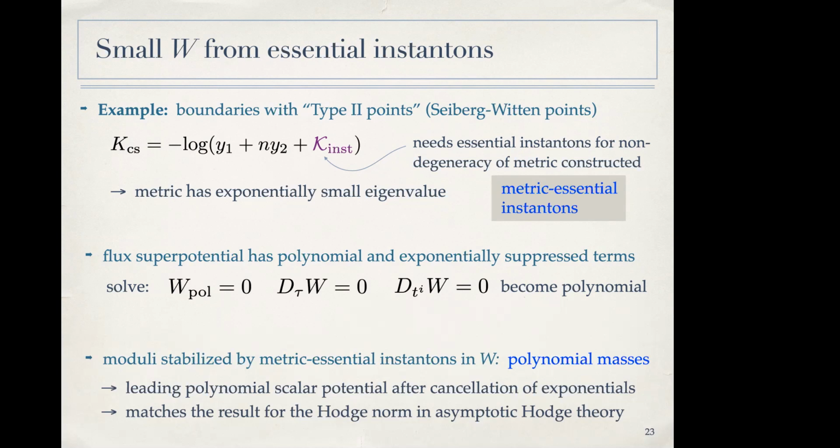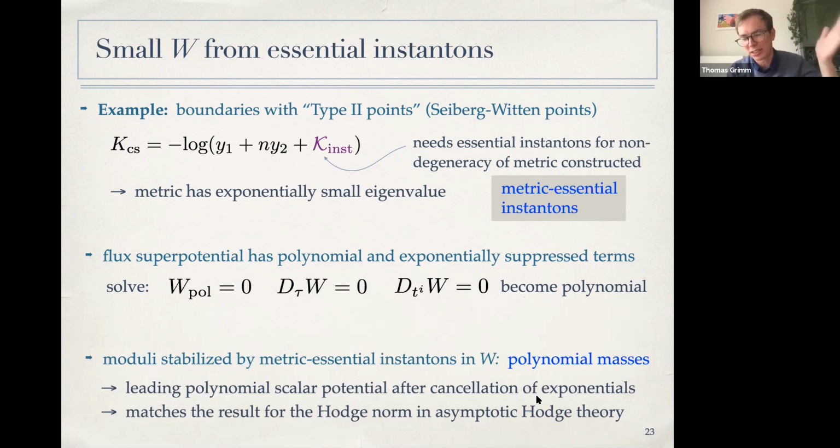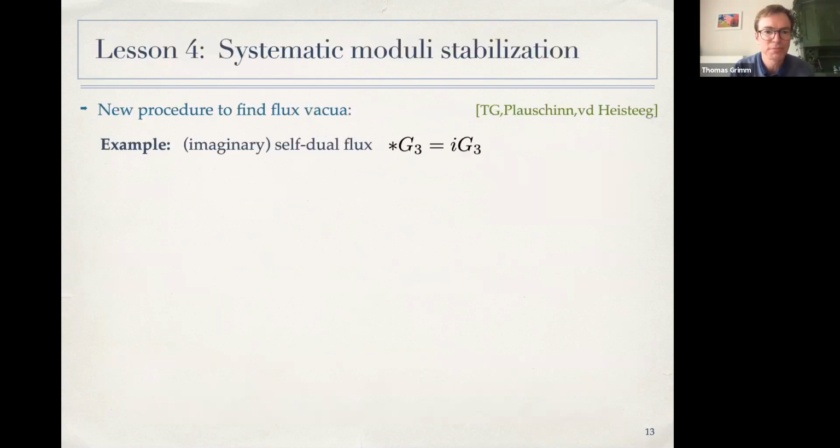Okay, thanks. Yeah, so remember, we are on the type IIB side, so these are not worldsheet instantons. The mirror would be worldsheet instantons.